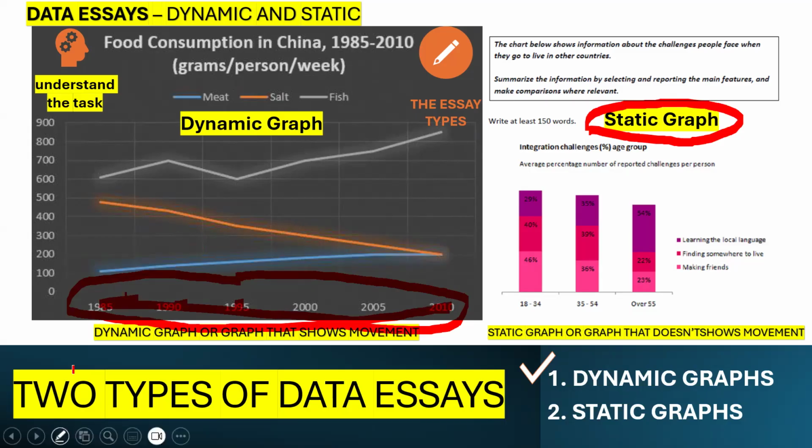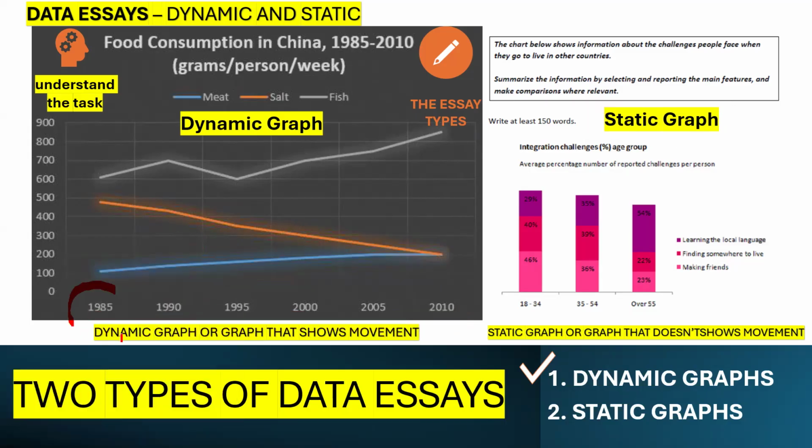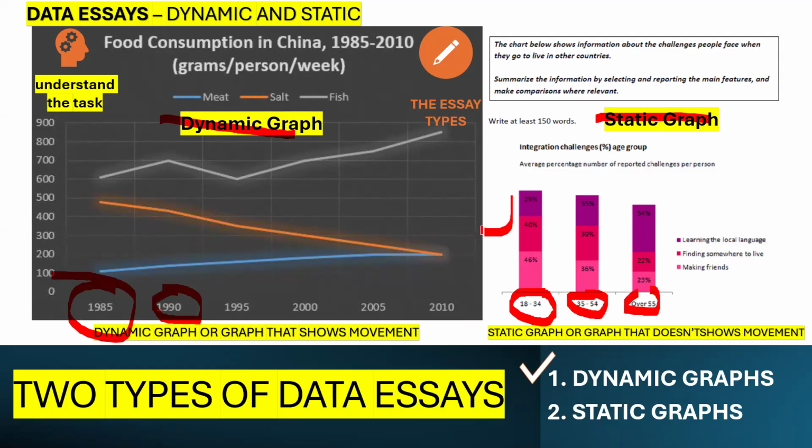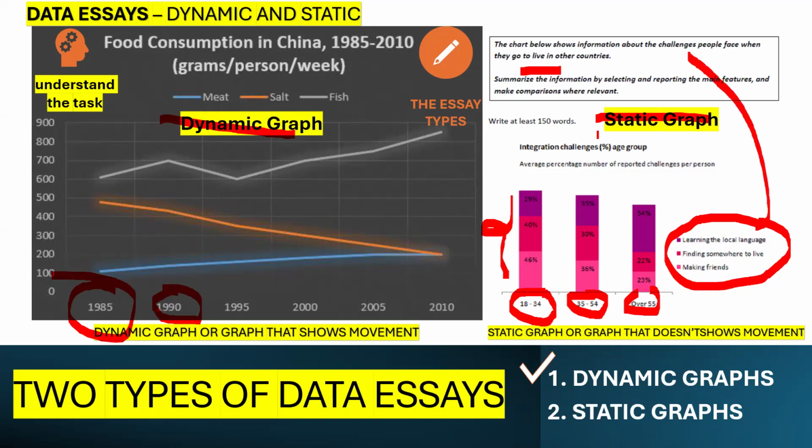If there's only one timeline like this, it is a static graph. But if there are two timelines like this, it is a dynamic graph. As you can see here, in contrast, the static graph shows not a timeline but different age groups. This is the percentage of those age groups who experience these three things when they work and study abroad. So that is the first thing we need to understand.